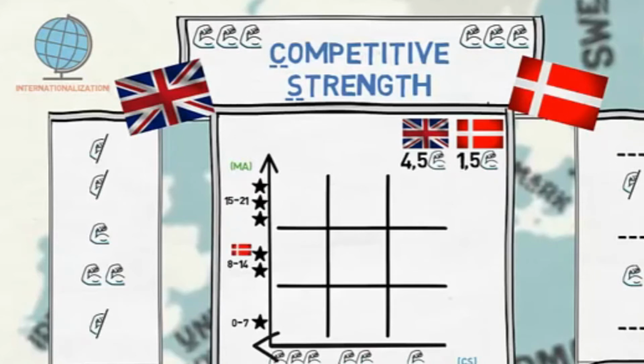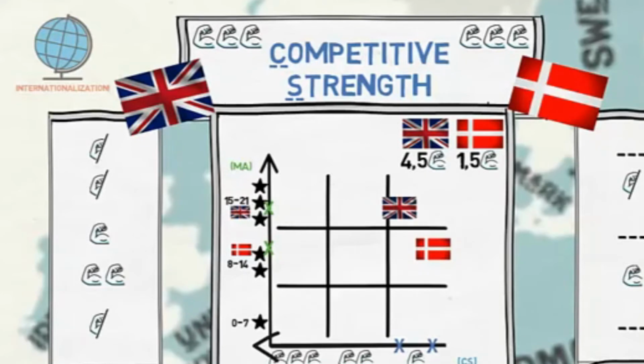Denmark was placed in the middle position on market attractiveness, and with the 1.5 biceps for competitive strength, we will slide the Danish flag to this position. The UK was placed in the upper region on market attractiveness, and with 4.5 biceps, we will slide the UK flag to this position.